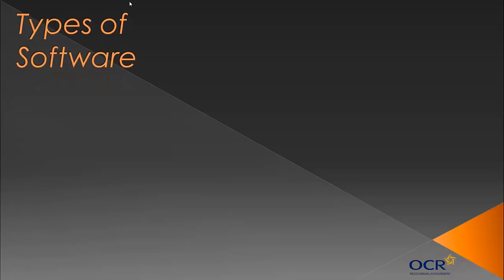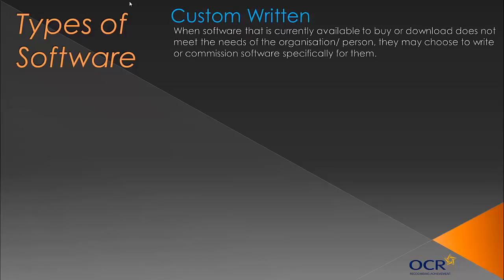It's hard for me to speak, let alone read and understand, so I do apologise for that, but I was trying to be as organised as possible. So finally, we've got to look at 4 types of software. So first of all, we're going to look at what custom written software is.